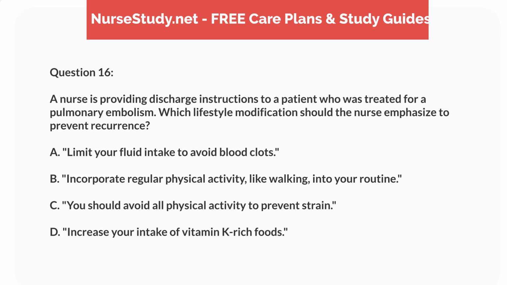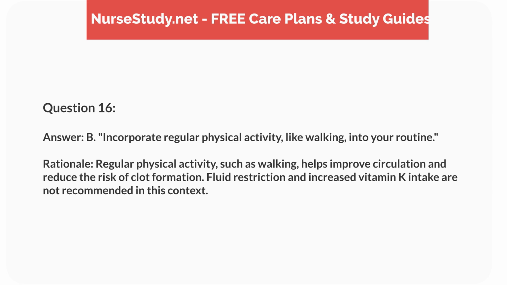Question 16. A nurse is providing discharge instructions to a patient who was treated for a pulmonary embolism. Which lifestyle modification should the nurse emphasize to prevent recurrence? A. Limit your fluid intake to avoid blood clots. B. Incorporate regular physical activity, like walking, into your routine. C. You should avoid all physical activity to prevent strain. D. Increase your intake of vitamin K-rich foods. Answer: B. Incorporate regular physical activity, like walking, into your routine.